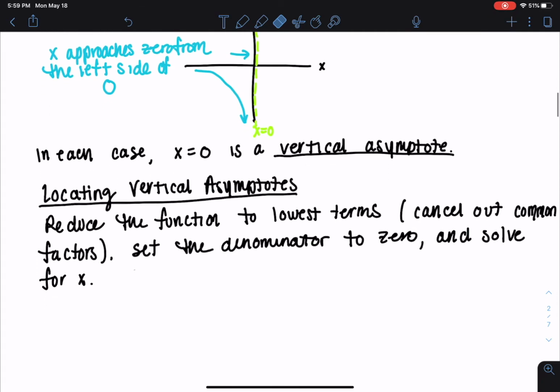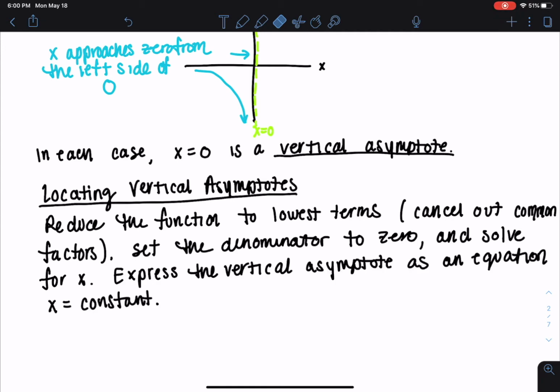So the way we actually want to locate it is you have to reduce the function to lowest terms. So basically cancel out as much as you possibly can. Then you're going to go ahead and set the denominator equal to 0.